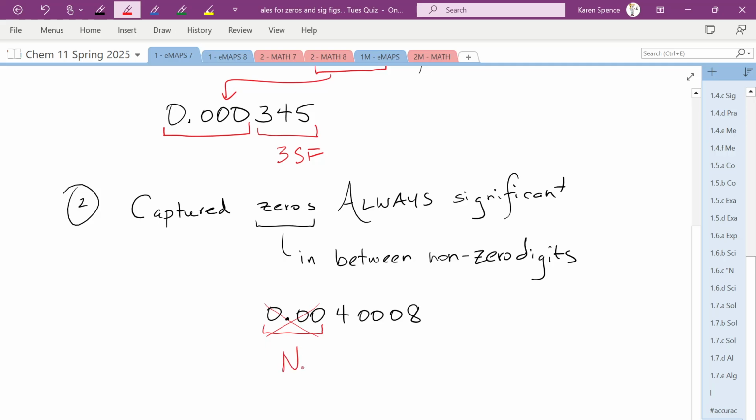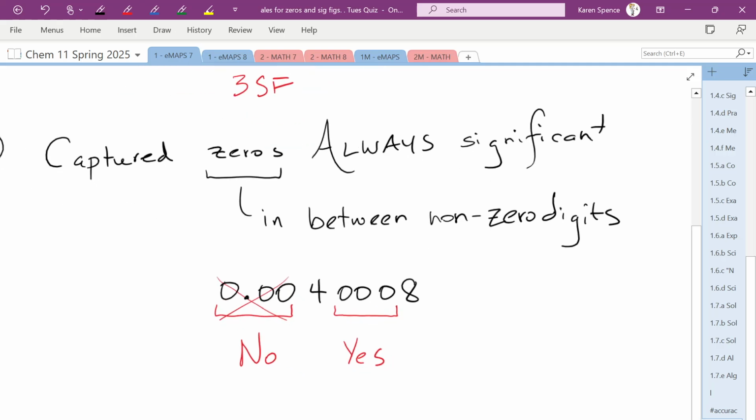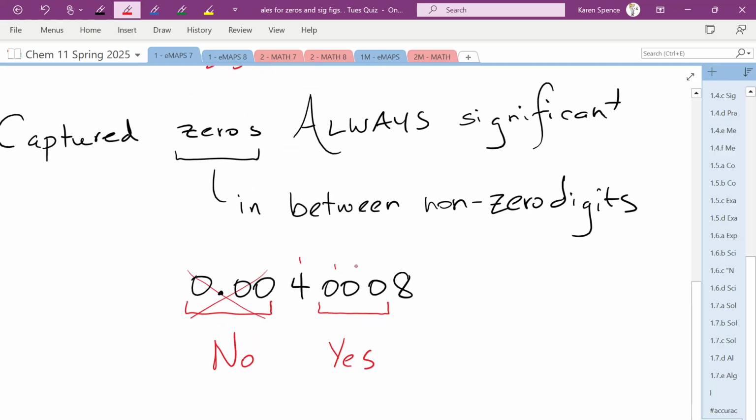Those ones are on the left, and those are not significant. So those are our no. Captured zeros, those are the ones in the middle, between non-zero digits, and those are yes. So how many sig figs in this number altogether? There are 1, 2, 3, 4, 5 sig figs.